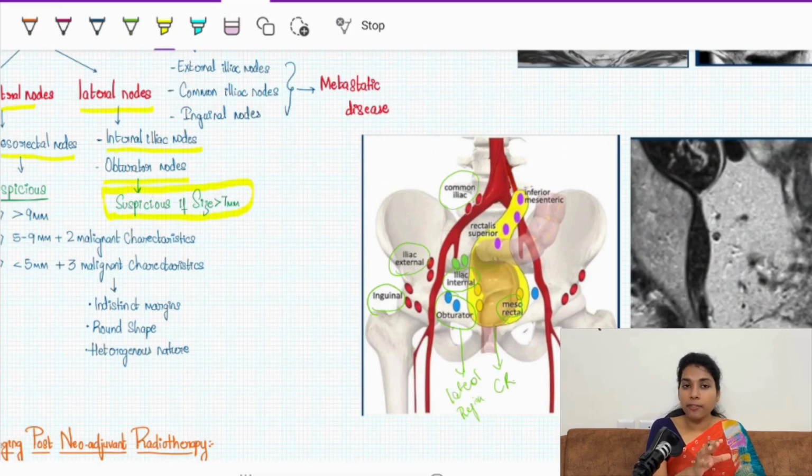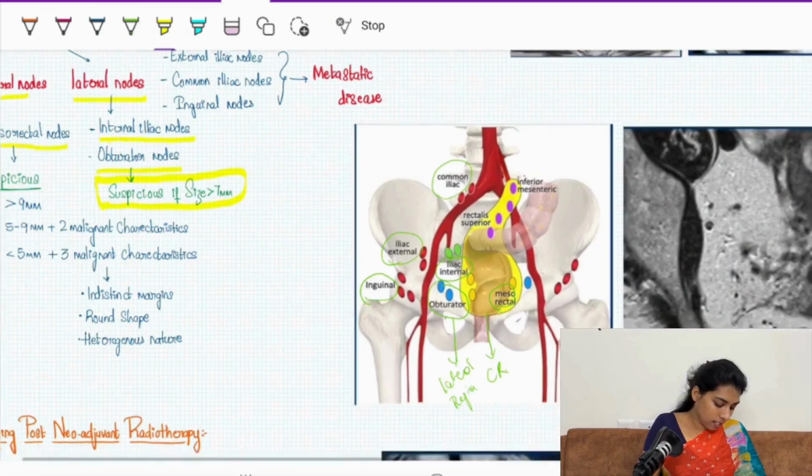But we know that if it is a high risk carcinoma rectum, then you're going to give a long-term neoadjuvant chemoradiotherapy, and then you're going to restage it, and then you give a suffix Y to it. Then, whenever you're restaging it, how do you assess the response to the radiochemotherapy? This is what we'll study next.